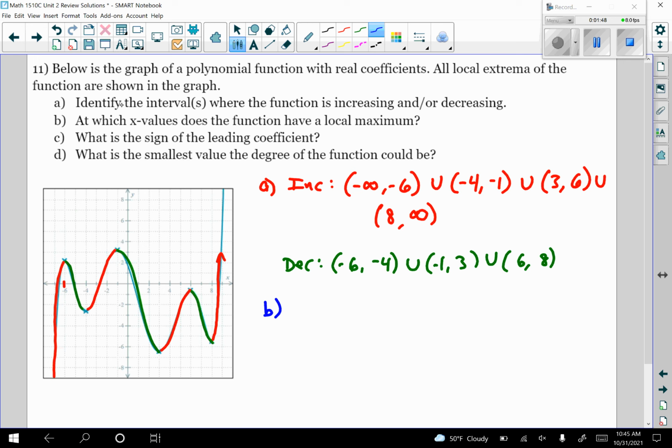Decreasing, where a function is going downhill, so it's going to be here, here, and here. So that's going to be from -6 to -4, from -1 to 3, and then from 6 to 8. So again, you could put commas or the union symbol.